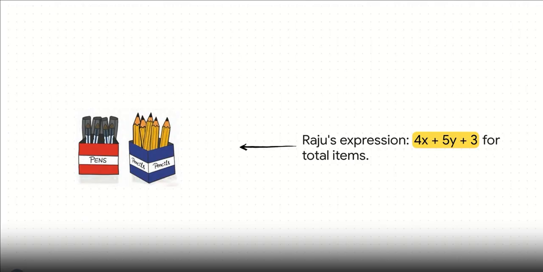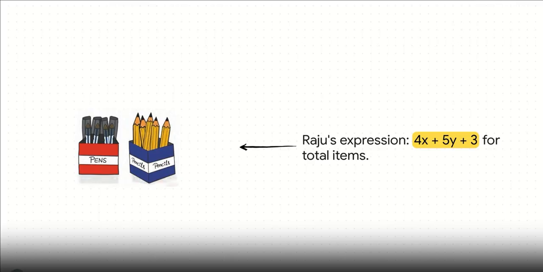Imagine a scenario where a guy named Raju is buying sealed boxes of stationery. The red boxes have 4 pens each, and the blue boxes have 5 pencils each. Now, if Raju buys an unknown number of red boxes, let's just call that x, and an unknown number of blue boxes, let's call that y, and the store throws in 3 extra pens for free, how on earth do we write that out? Well, we get the expression you see right here, 4x plus 5y plus 3.